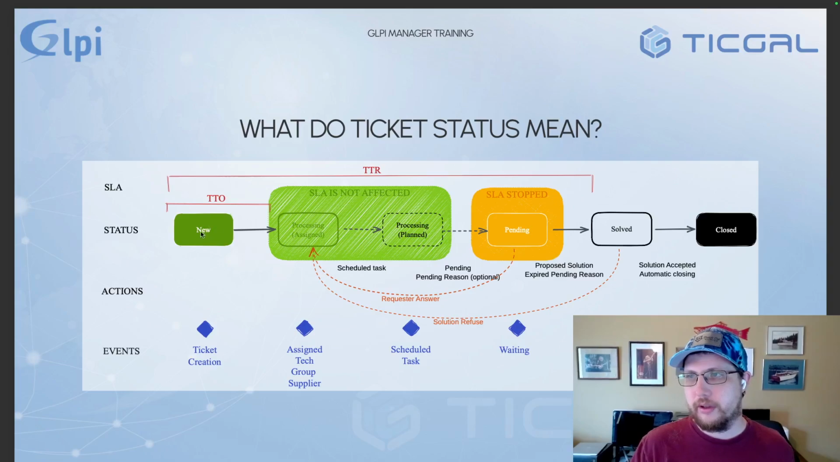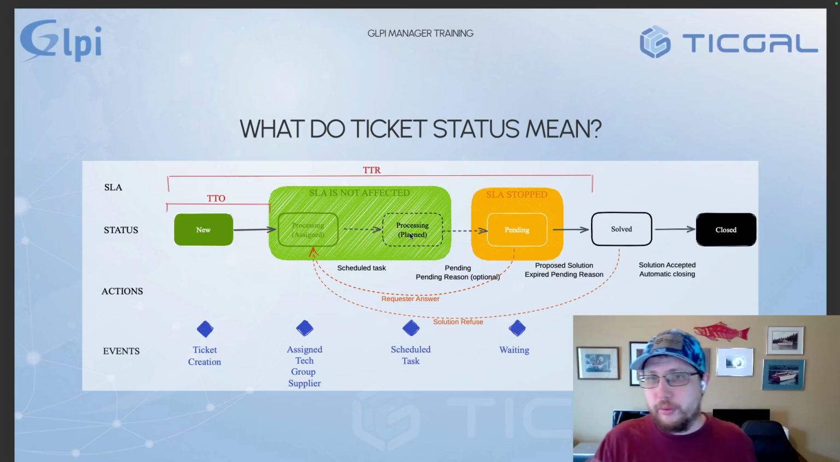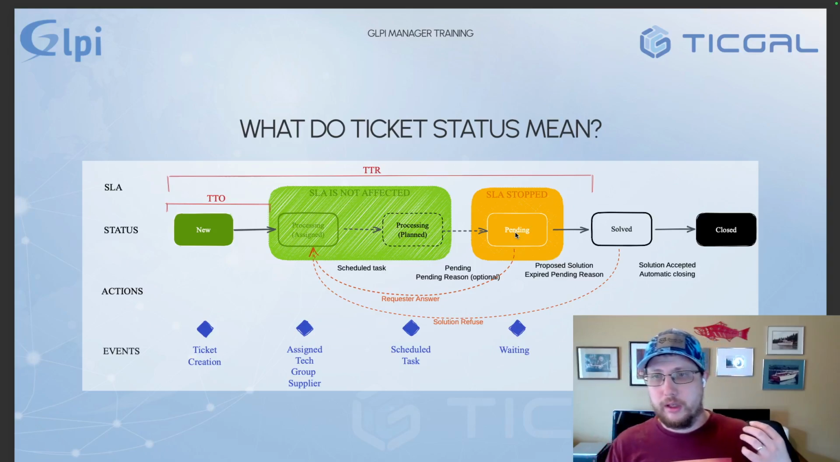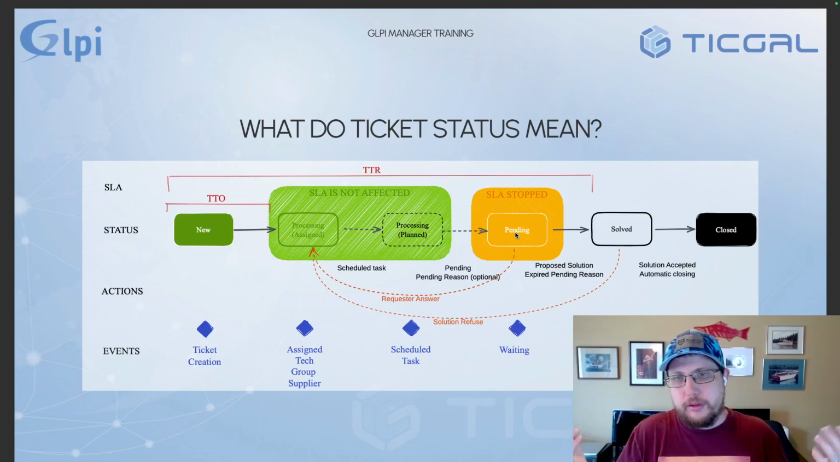Everything starts out in the new status, then it transitions to processing assigned when someone gets assigned to it. Processing planned, maybe not all tickets will go through this status, depending on whether there's a scheduled task. And then potentially pending, if you need feedback from a customer. In our GLPI instance, we have a pending reason for waiting on development, either because there's code that needs to be written to fix a bug, or it's a bigger question. We just need to dive into the code to figure out what the problem is. And then, of course, solved and closed.